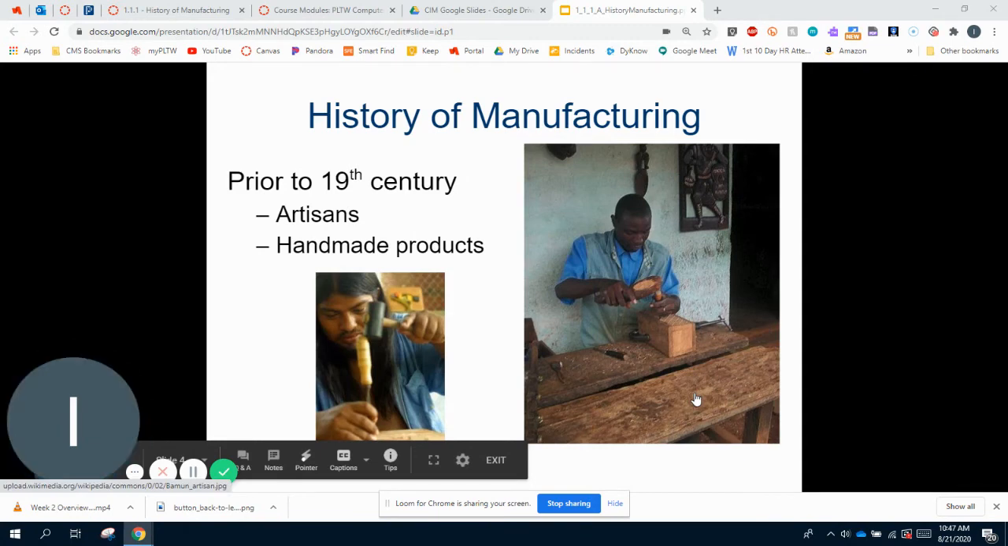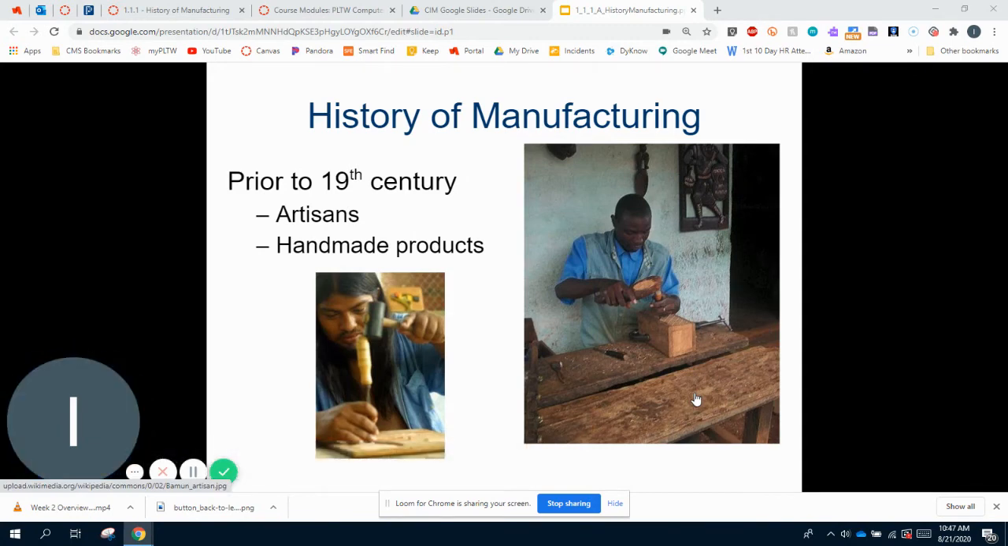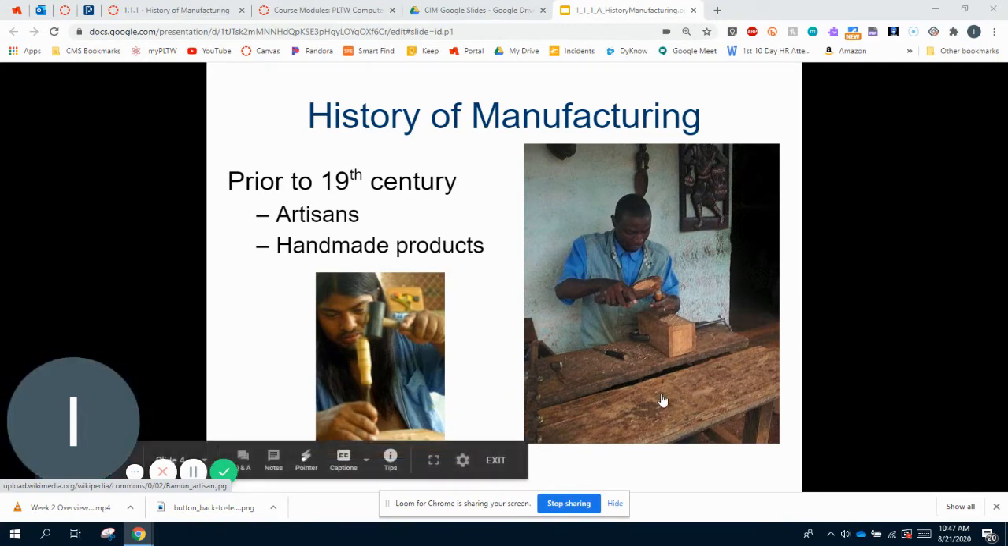Manufacturing began with artisans prior to the 19th century. You had people who were craftsmen, whether that craft be carpentry, masonry, especially like stone masonry, or if you were a blacksmith, or you work with some other type of material to create something. Most products were handmade.